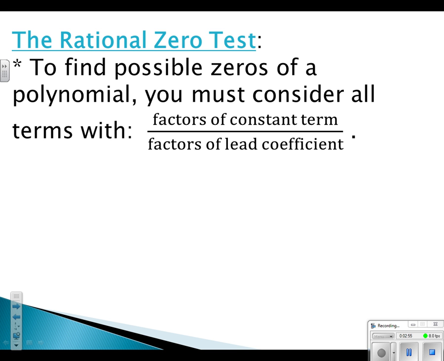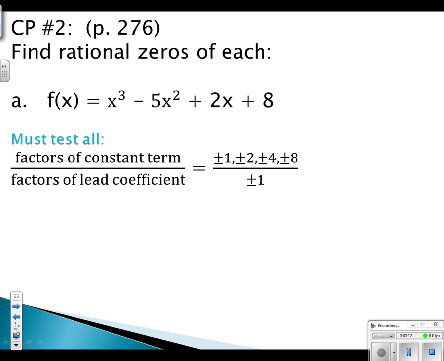What you're going to do is focus on the constant term of your function and also the lead coefficient of your function. The ratio of the factors of the constant term over the factors of the lead coefficient are the only possible numbers that you need to test. So for example, this is checkpoint number 2 on page 276. If I wanted to find the rational zeros of this function, I focus on the 8, which is my constant term, and a 1, which is my lead coefficient. So all of the factors of 8 are plus or minus 1, plus or minus 2, plus or minus 4, plus or minus 8. And the only factors of my lead coefficient are plus or minus 1. So these combinations of numerator over denominator are the only possible numbers that we have to check.